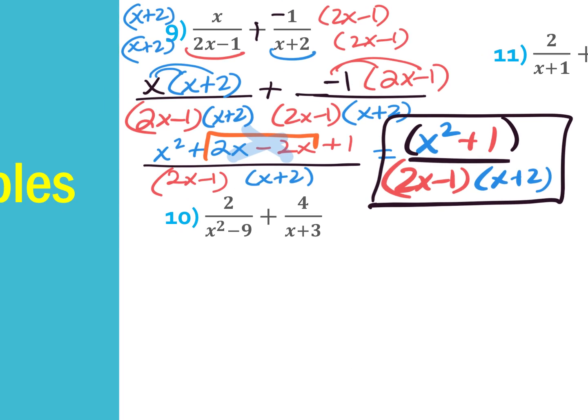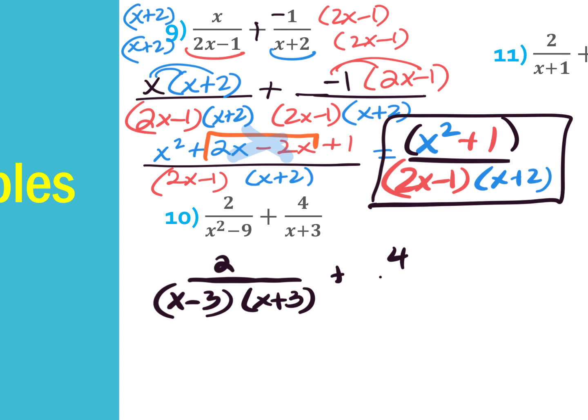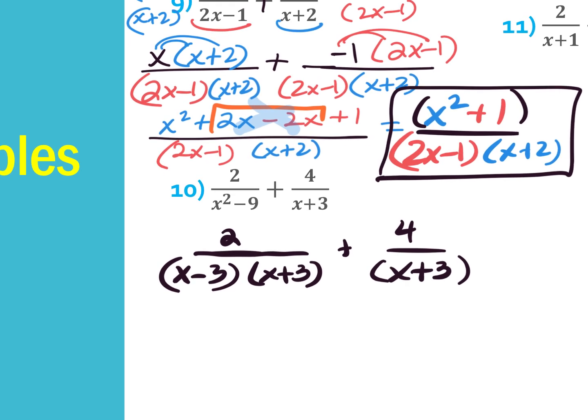Factor first. So that's the difference of two squares. So I'm going to factor this first fraction, and I'm going to make it x minus 3, x plus 3. Second fraction, I'm just rewriting. All I've done is factor the denominator. Notice what happened. Notice they both have in common already an x plus 3.